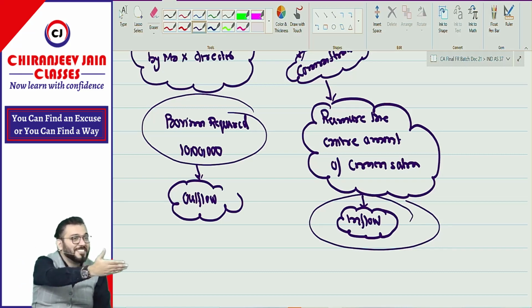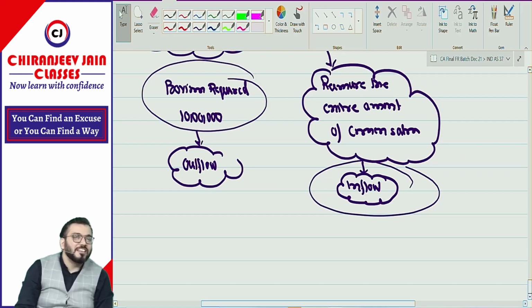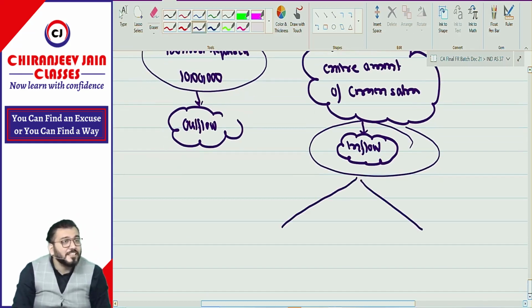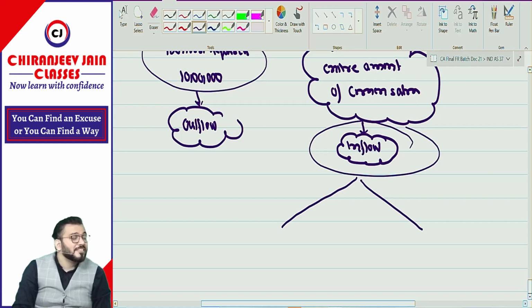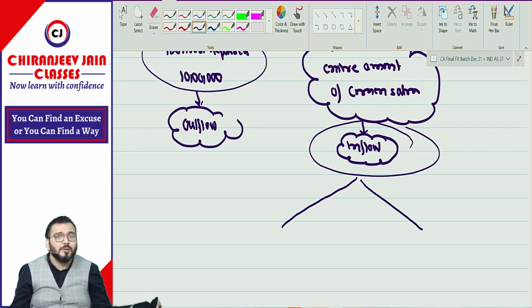Disclose. Till now you have not understood. You are not applying Ind AS 37. Till now you have not understood. Inflow means, just say, sir, whether it is virtually certain. I have not informed you anything about virtual certainty or probable.